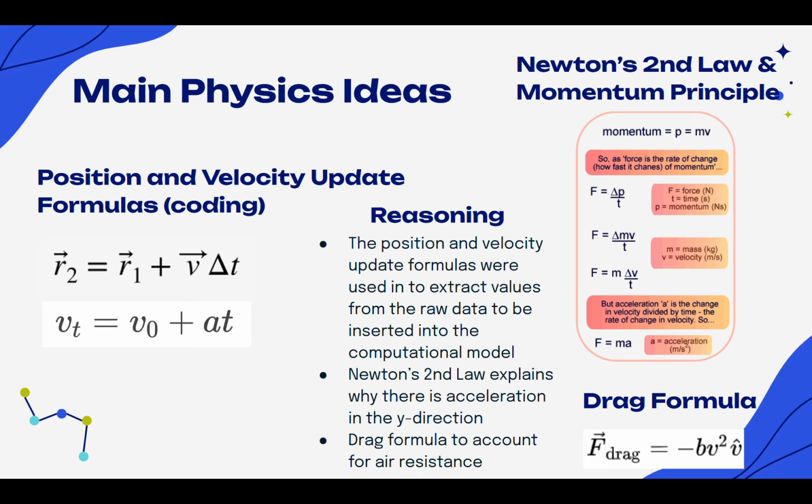Some main physics principles and ideas were Newton's second law, which says that force equals mass times acceleration, and this was used to calculate the gravitational force. The net force of drag is a proportionality constant, which is b, times the magnitude of velocity. And when adding these two, these create the net force, which shows the y direction and velocity of the projectile. In addition, these net forces were put into the position and velocity update formulas in coding as well as in calculations to calculate for b and to get the computational model correct.